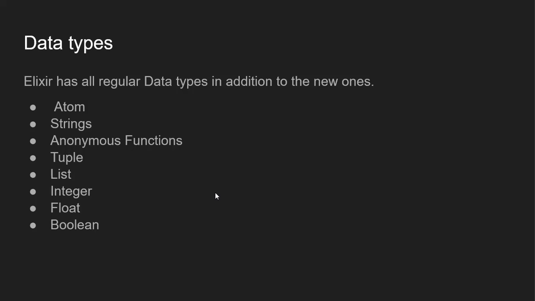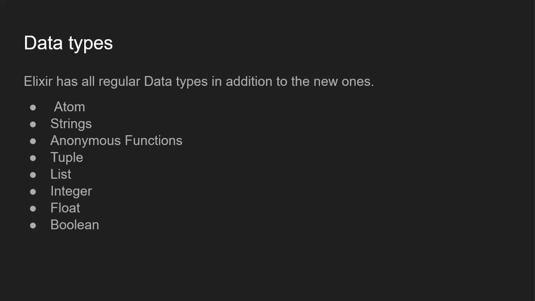The major difference between a list and a tuple is, list is a linked list in Elixir, whereas tuple is implemented using arrays. So tuples are stored in contiguous memory locations, which means they are faster to access as compared to linked list. Then we have integer, float, and boolean. They are pretty much same as any other language.